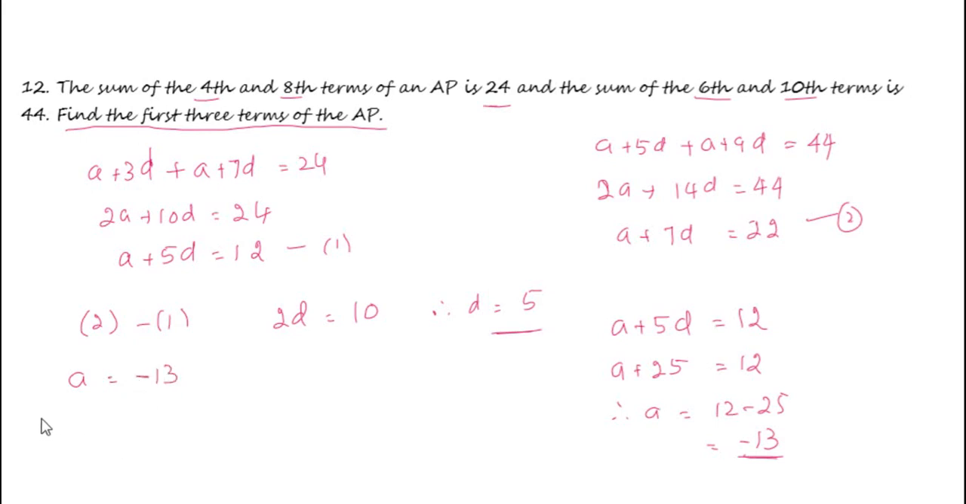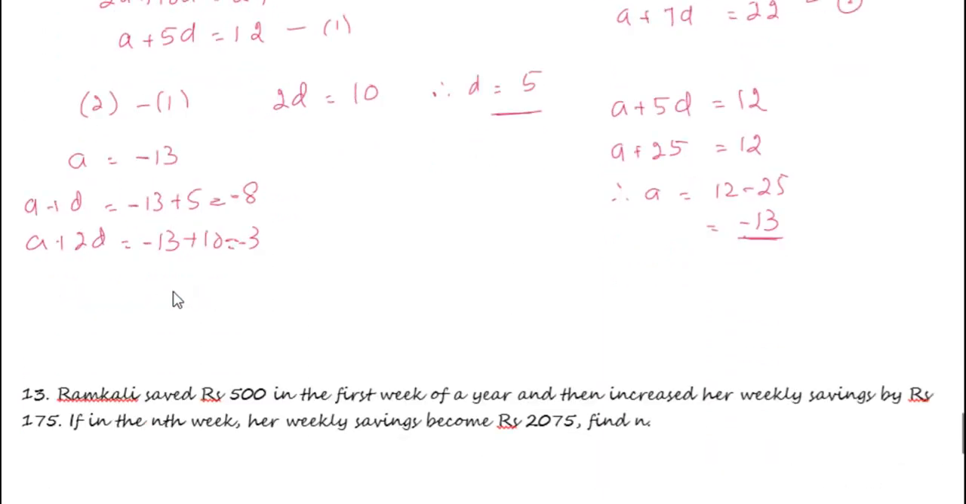Now next term is A plus D, that is minus 13, D is plus 5, that is minus 8. Then A plus 2D, that is minus 13 plus 2D is 10, that is minus 3. So the first three terms of this AP are minus 13, minus 8 and minus 3.